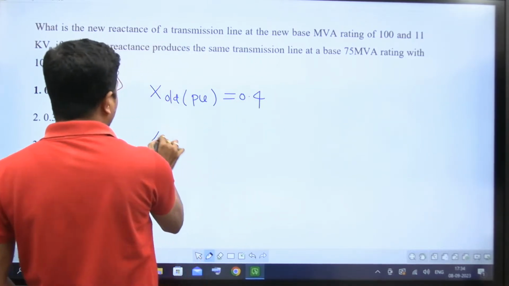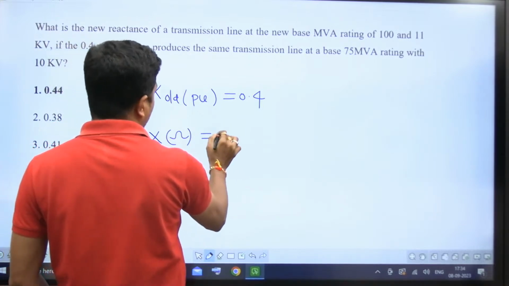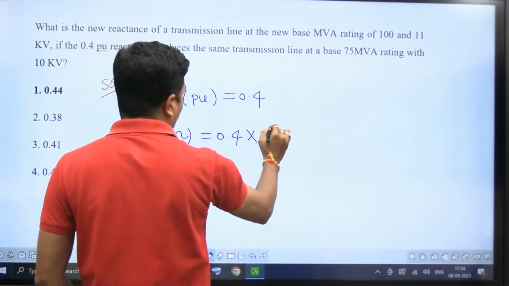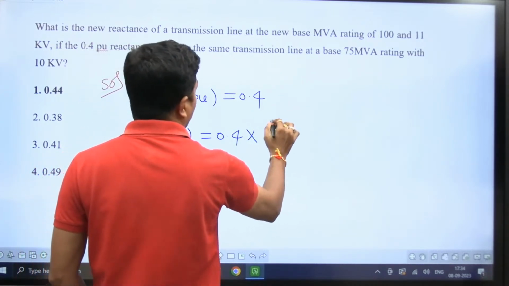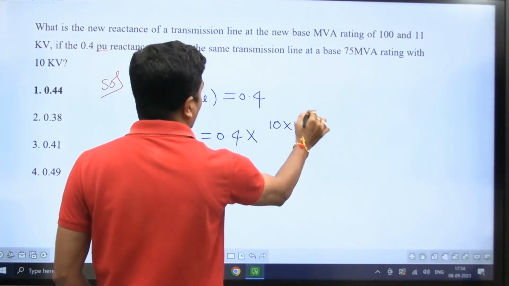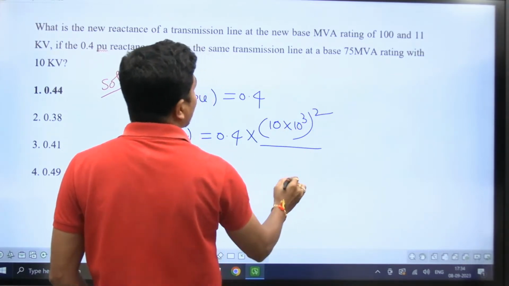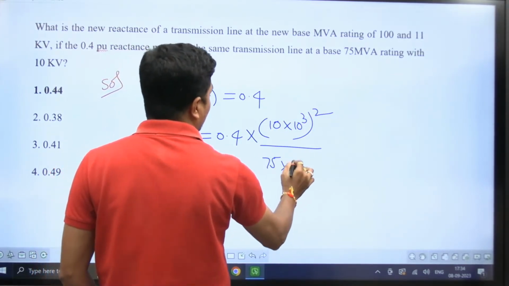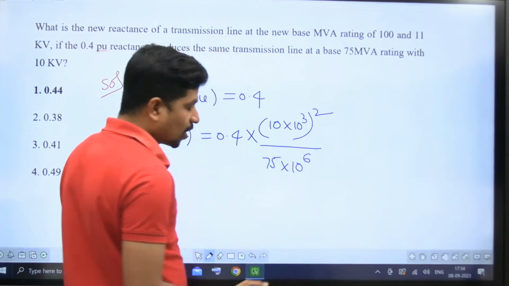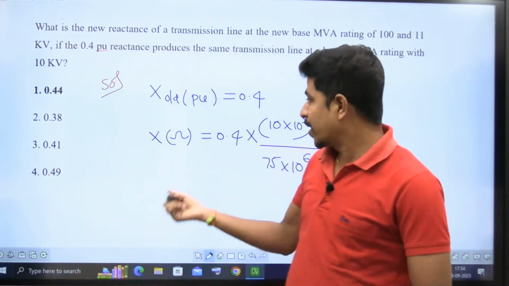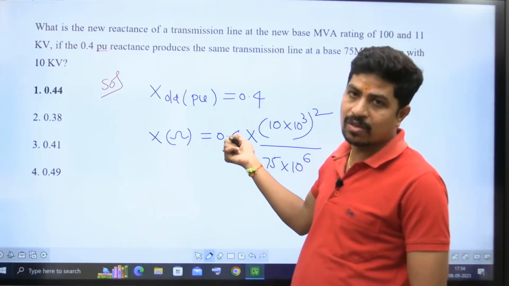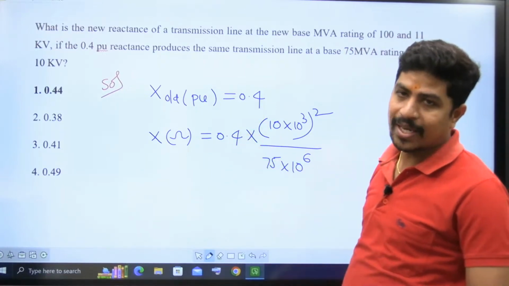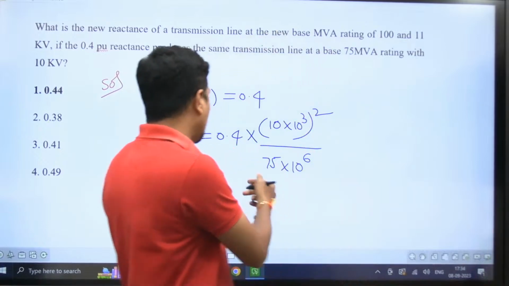Now how much is X in ohm? X in ohm is equal to 0.4 into V base squared. What is the old base? 10 into 10 cube, whole square, by how much is S base? S base is 75 into 10 to the power of 6. You know the formula: X in ohms is equal to X per unit into V base whole square by S base. Now I got this one in ohms.